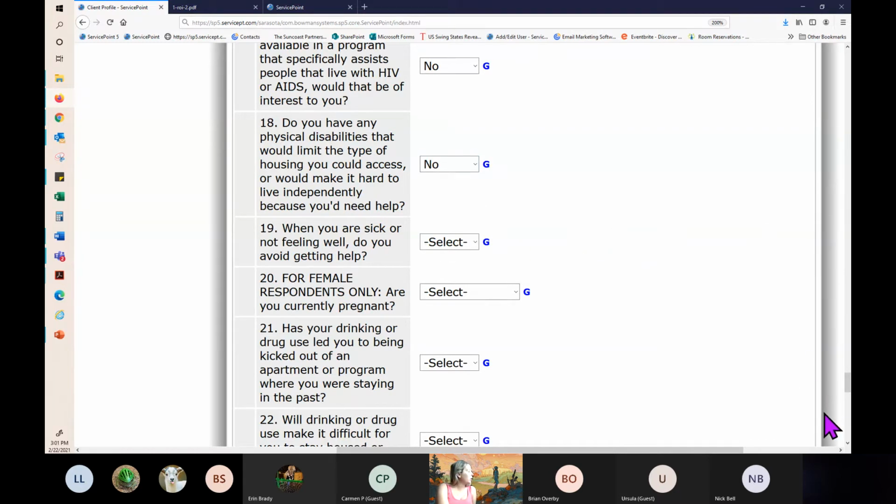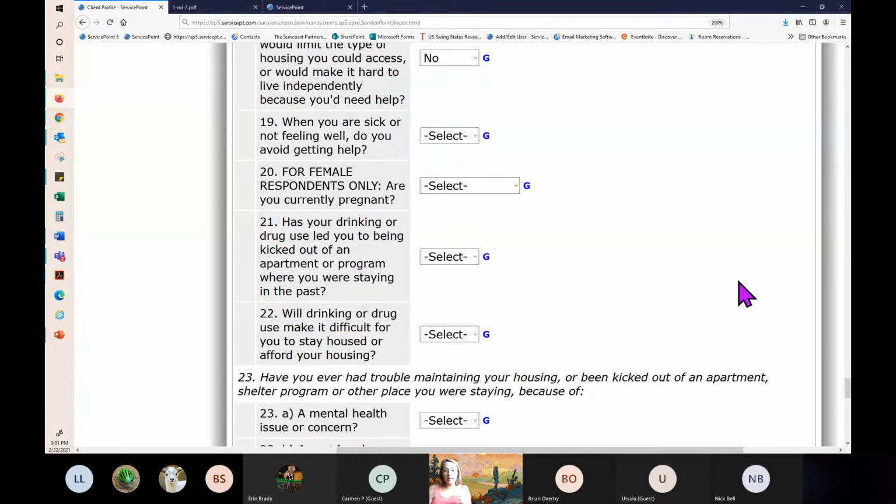When you are sick or not feeling well, do you avoid getting help? Who doesn't? I don't have health insurance to get help. No, I mean, that's the reality of it at times. But we do want to make sure that we are asking the question that if you were really sick, would you go to the doctor?